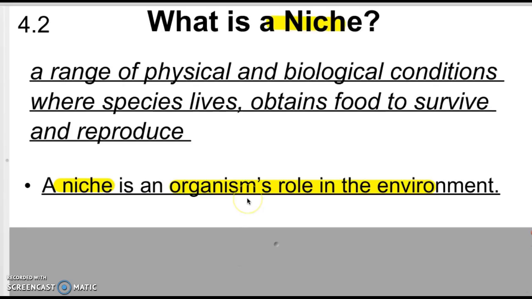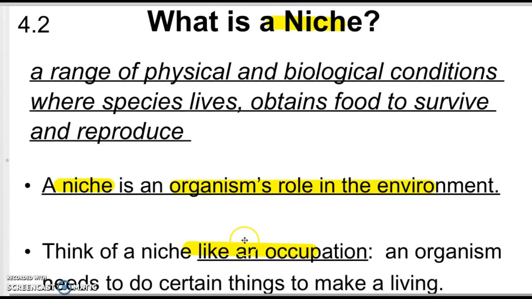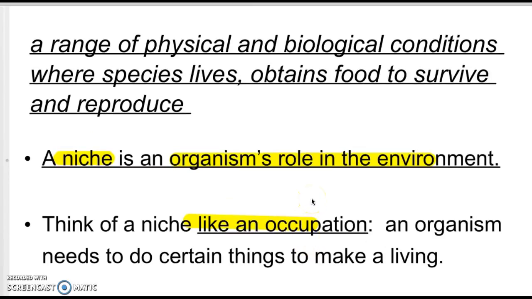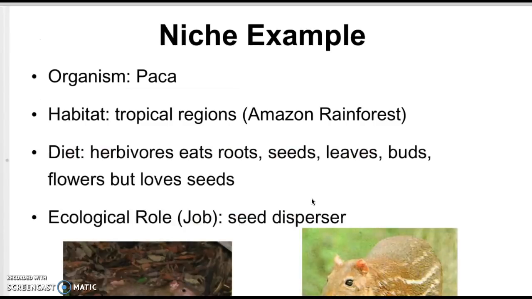So what I want you to remember is that a niche is the organism's role in the environment. What's its job in the environment? And how does it play a role in the environment? Think of it as a job, an occupation, and what an organism needs to do, how it's unique to that environment, and how it can help others around it in its community.